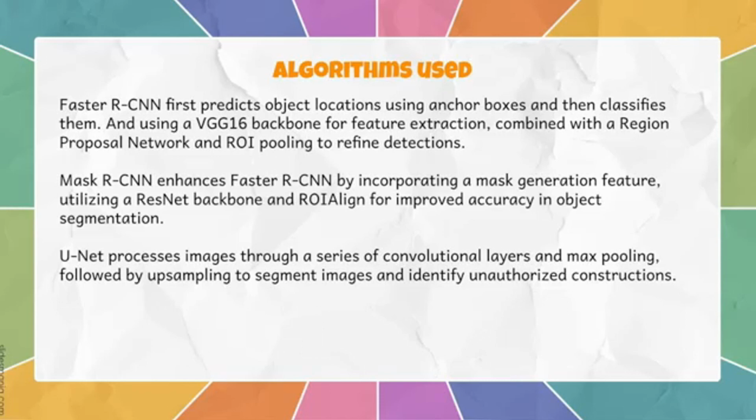Mask R-CNN builds on Faster R-CNN by adding a feature that generates masks, using a ResNet backbone for even more robust feature extraction. It replaces ROI pooling with ROI Align, enhancing the precision of object segmentation. UNet processes images through a sequence of convolutional layers and max pooling. It then employs upsampling to help segment images accurately and identify unauthorized construction with high precision.